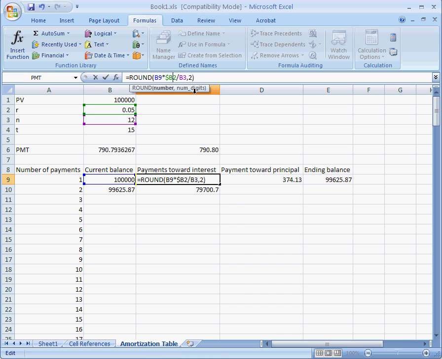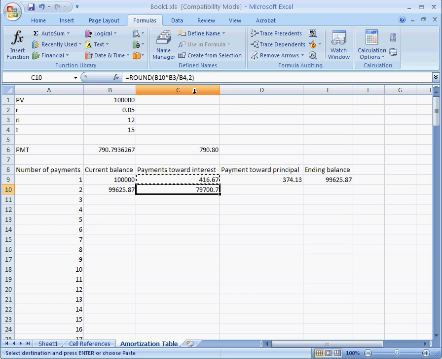So let's go back here, let's put some dollar signs with the B2 and B3 because those should stay constant. Now cut and paste those, and 415.11 looks like a much better value. And in fact, that's correct. If I look at the formula here, it has B10, the current balance, times B2 divided by B3. And that's why I wanted it, again, rounded to 2 decimal places.